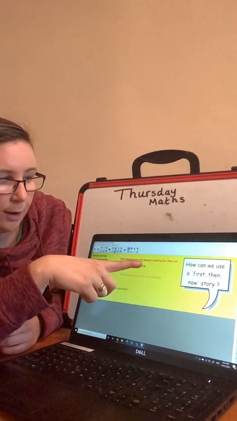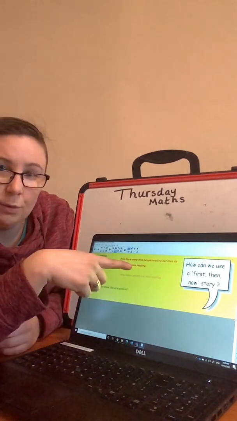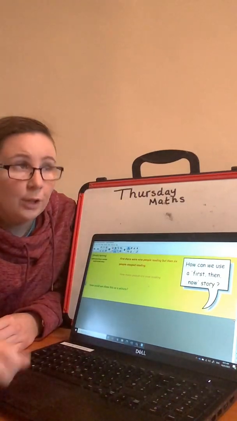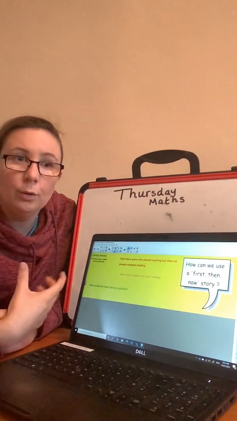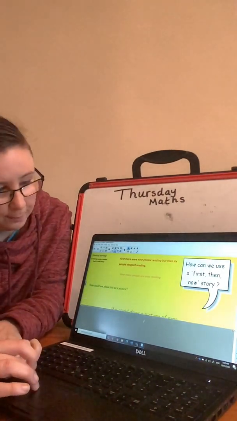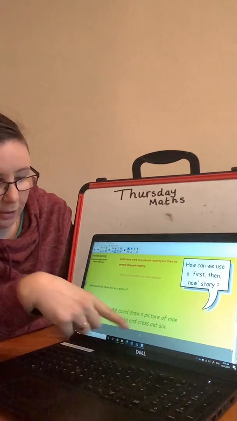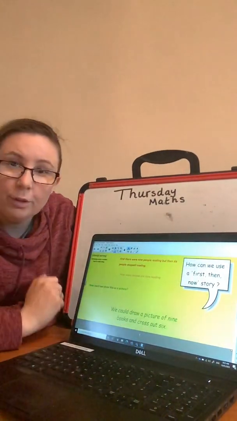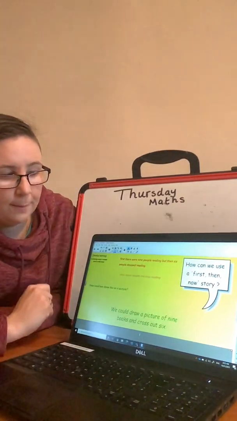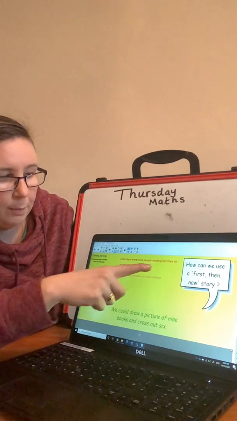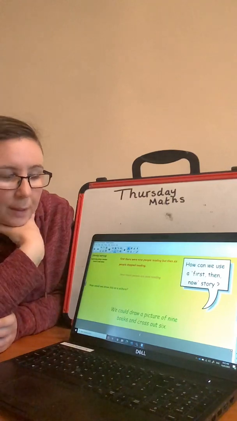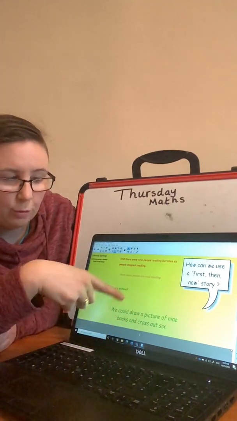You could do 9 take away 6 equals 3. You could write it in a sentence, so you could use words. Yes, you could use your cubes and your number track like we've been doing. Or we could use a picture. We could draw a picture of 9 books and then we could cross 3 out. So we could draw a picture of our maths using this sentence. So first there were 9 people reading, but then 6 people stopped reading. How many people are now reading? So we could draw pictures, couldn't we?